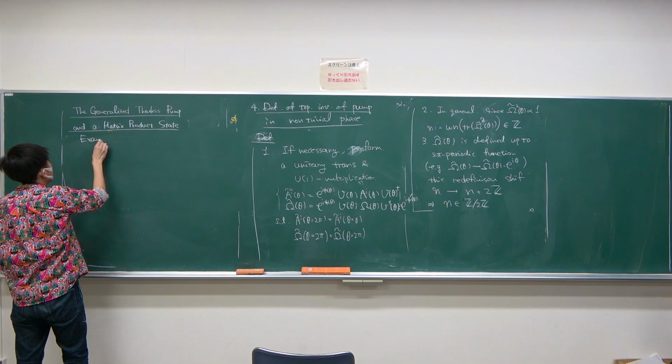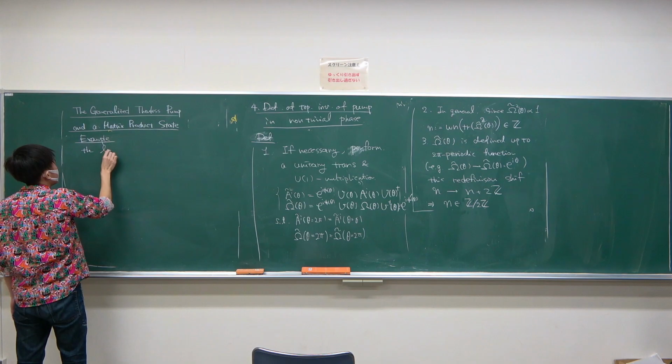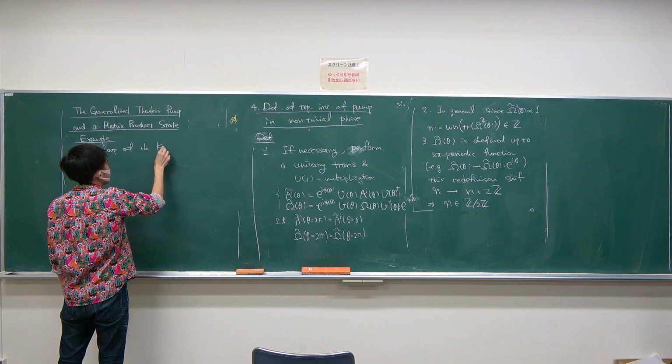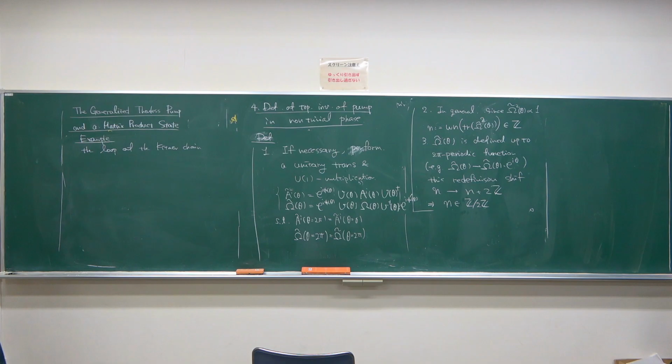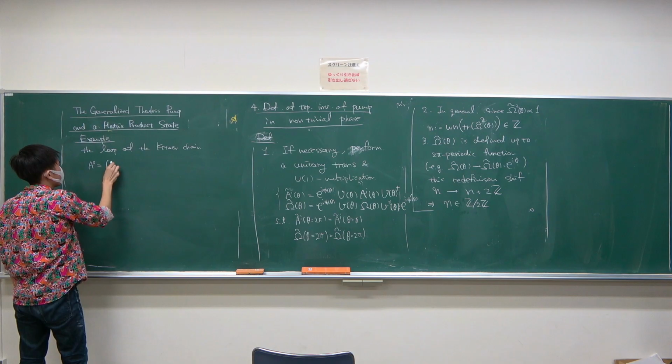For example, the root of theta chain is represented by matrix, growth state A0 is 1, 1, and this is the original.